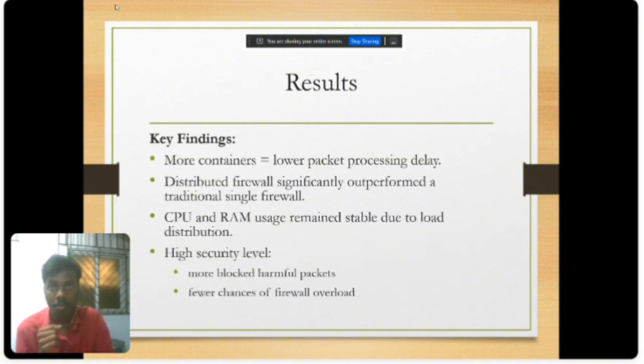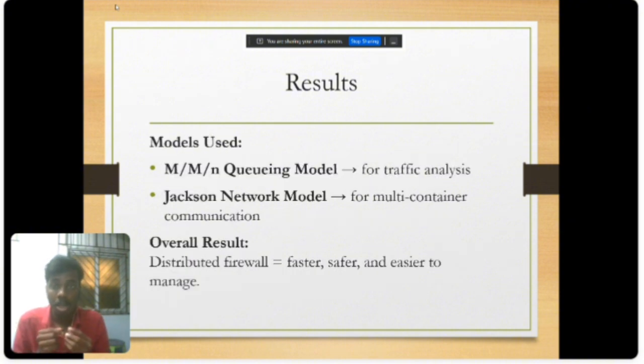So these are the results for this experiment. The key finding: more containers gives lower packet processing delay, and the distributed firewall significantly outperforms a traditional single firewall. CPU and RAM usage remain stable due to the load distribution. High security levels: more harmful packets blocked, fewer chances of firewall overload. The models used were a queuing model for traffic analysis and a Jackson network model for multi-container communication. So the overall result of this experiment is that distributed firewalls are faster, safer, and easier to manage.